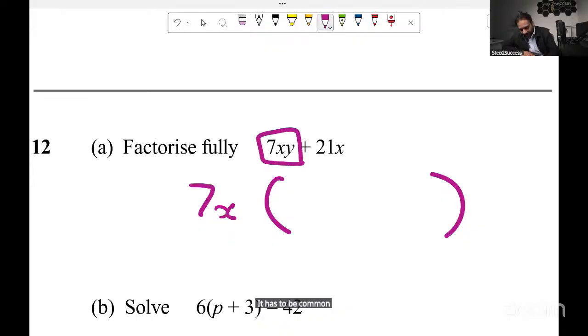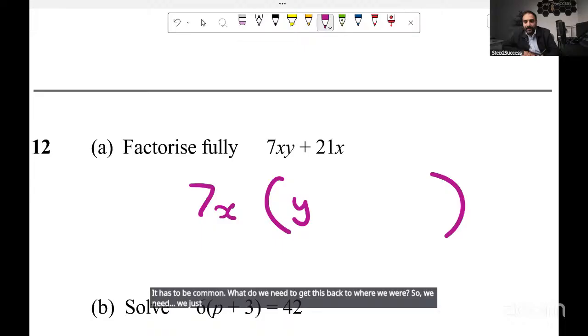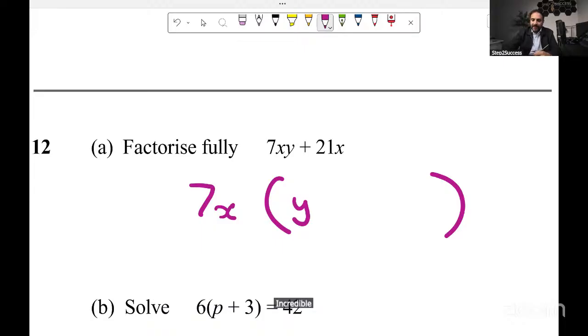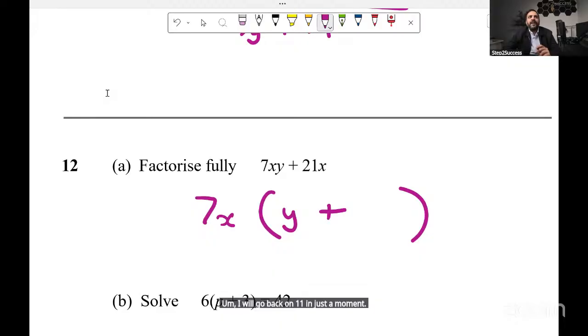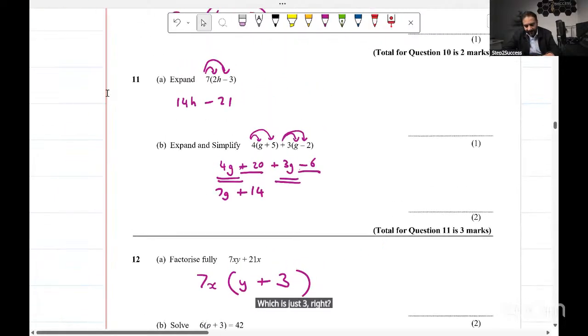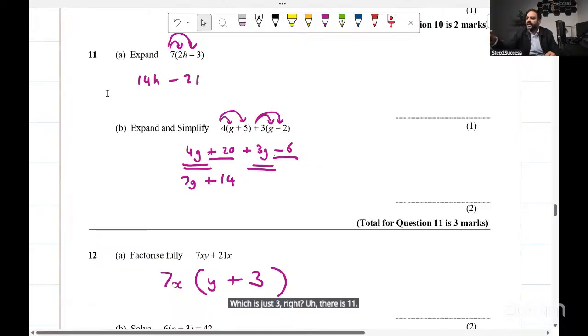What do we need to get this back to where we were? So we just need a y, don't we? Incredible. Because that makes 7xy. Lost track of the answers now. I will go back to 11 in just a moment. And then we need a number that multiplies by 7x to get to 21x, which is just 3, right? There is 11. If you need any questions, please let me know.